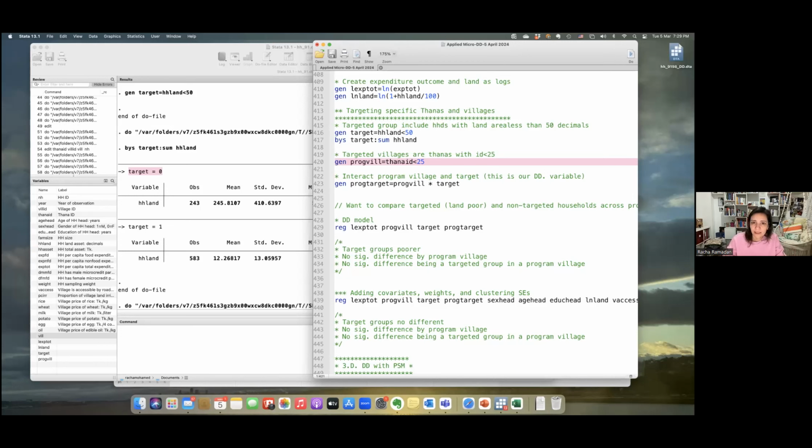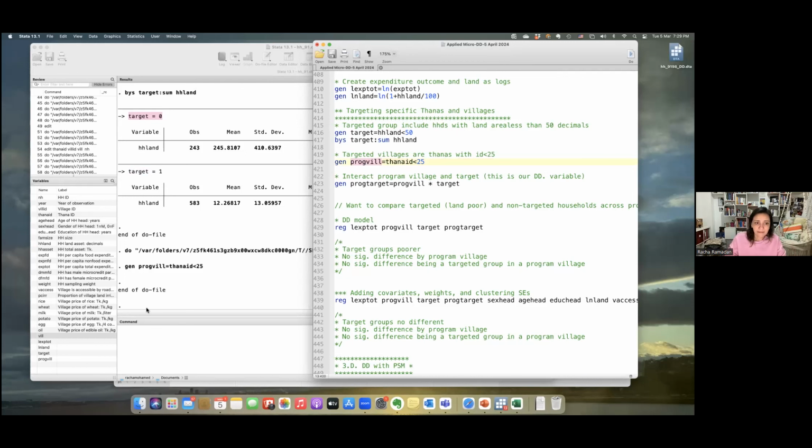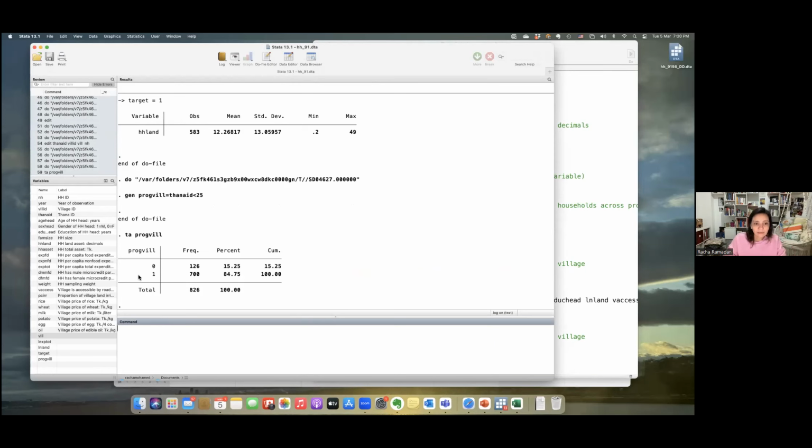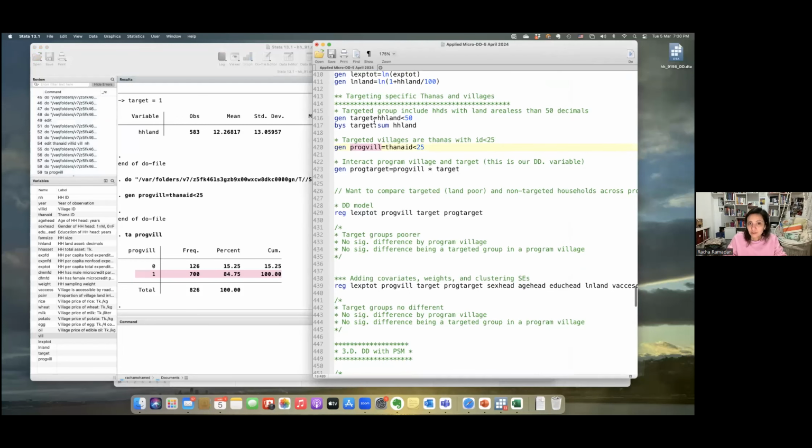So here I will do the same thing. And if I tabulate this, you can see that we have 85% of the villages targeted by the program, which we consider as year 1, and 15% are 0. So this is the beneficiaries or treatment dummy. This is the village dummy, which corresponds to the year dummy in our analysis. And now I will create the interaction between both. This is our variable of interest.